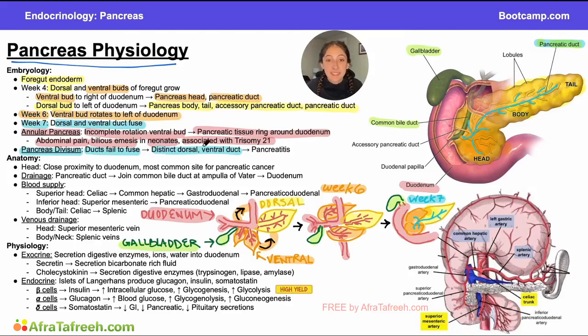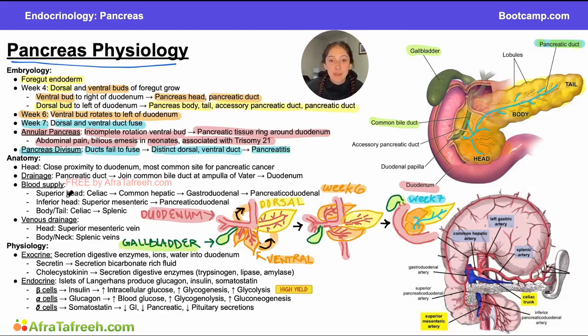And as you can imagine, if these ducts are not connected, that leads to a problem draining the pancreas, which can cause inflammation in the pancreas. The pancreas gets really angry and clogged up, and that is what is going to lead to pancreatitis. So pancreatitis is going to be the common presentation for pancreas divisum, whereas abdominal pain and bilious emesis in a neonate will be the presentation for annular pancreas.